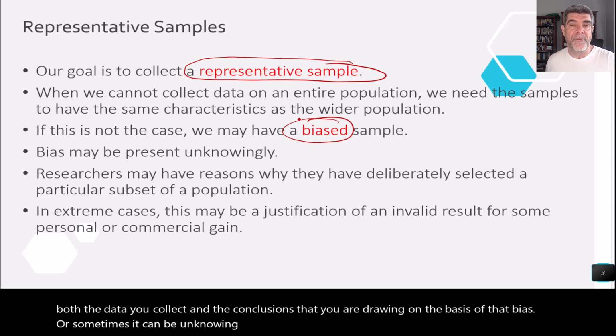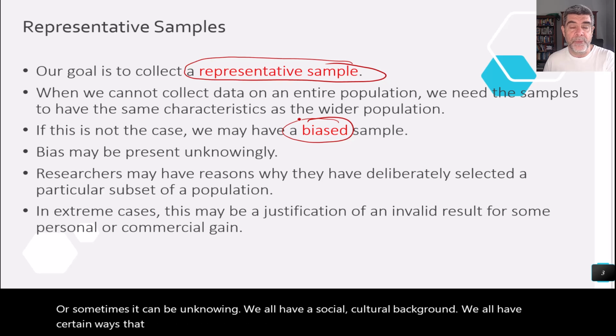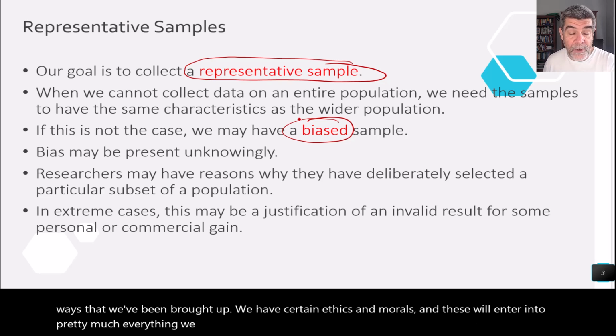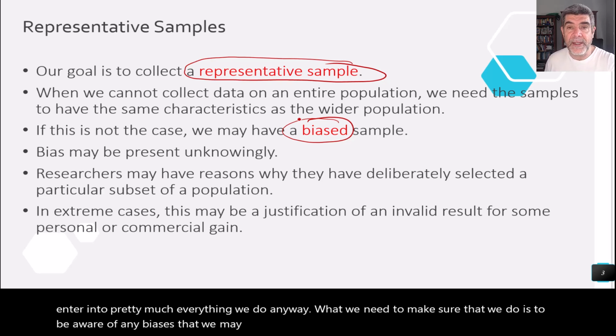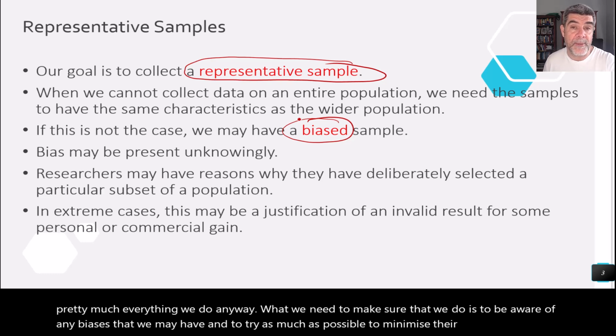We all have a social cultural background. We all have certain ways that we've been brought up. We have certain ethics and morals, and these will enter into pretty much everything we do anyway. What we need to make sure that we do is to be aware of any biases that we may have and to try as much as possible to minimize their impact in the experimental work that we do.